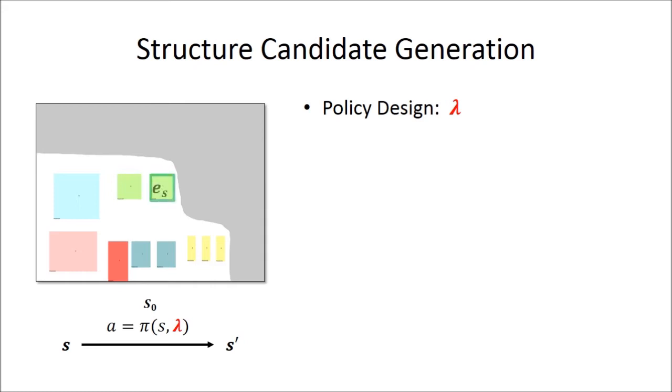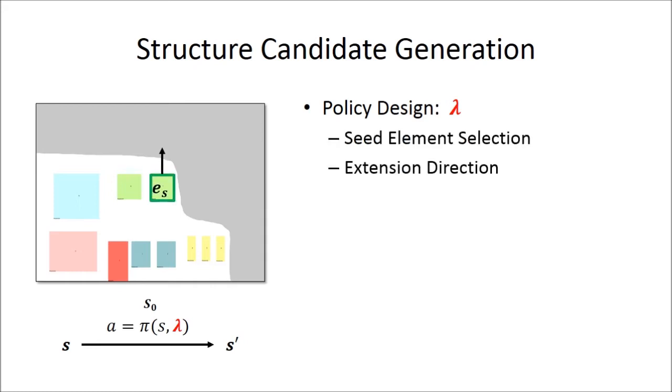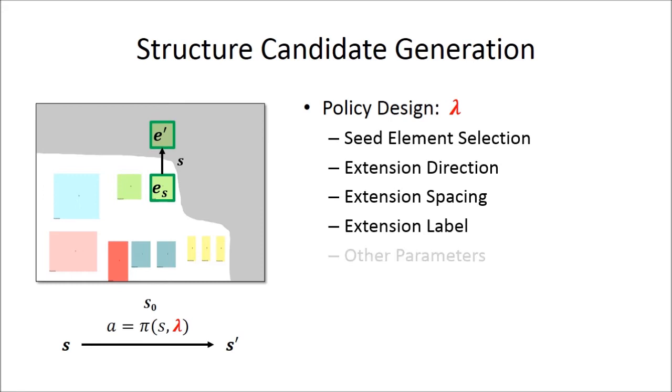First, we select a seed element. Second, we decide the extension direction. Third, we compute the extension spacing. And finally, fourth, we decide the label of the new element.